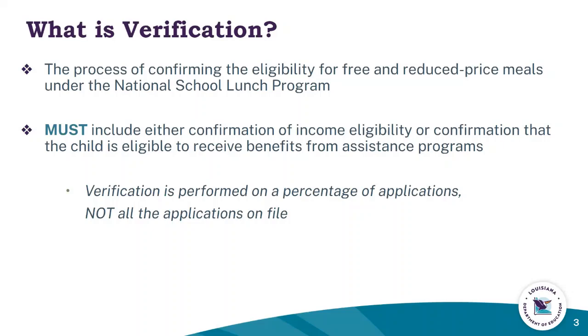Verification is only required when eligibility is determined through the application process, and it's not required for eligibility determinations made through the direct certification process. Verification must include either a confirmation of the family's income eligibility or confirmation that a child is otherwise categorically eligible for participation. Verification may also include confirmation of any other information required on the application, such as the household size. Another thing to note is that not all applications are required to be verified. It's just a percentage of applications. We'll discuss these methods for selecting applications later in this training.